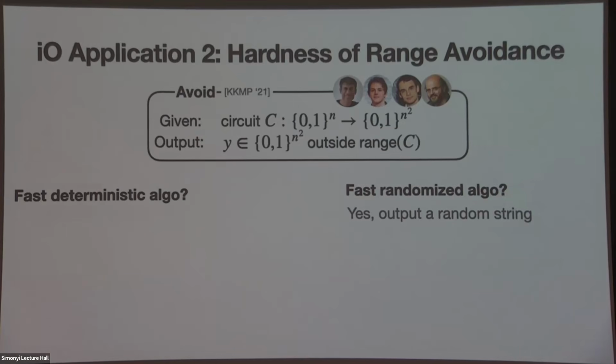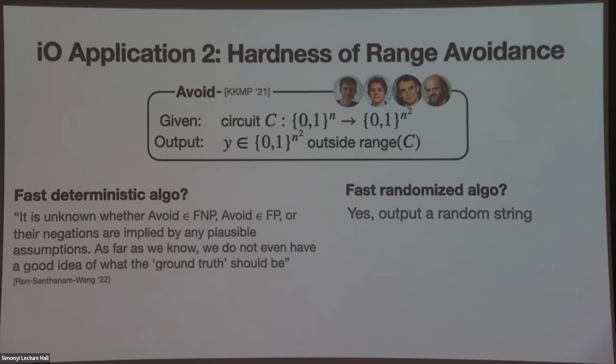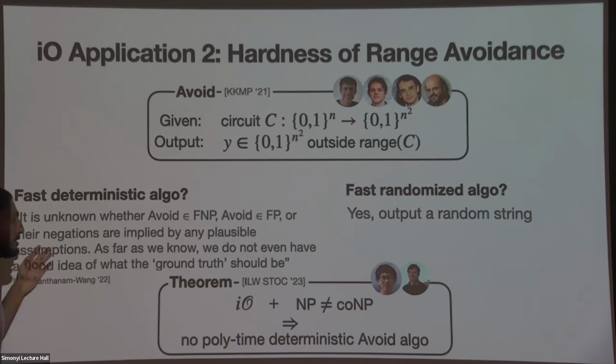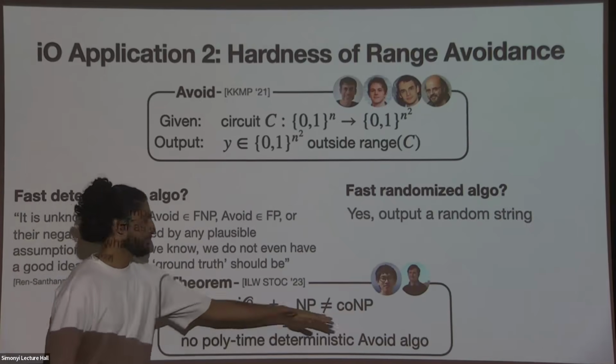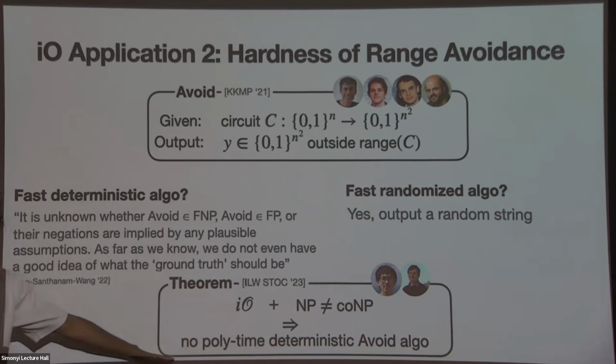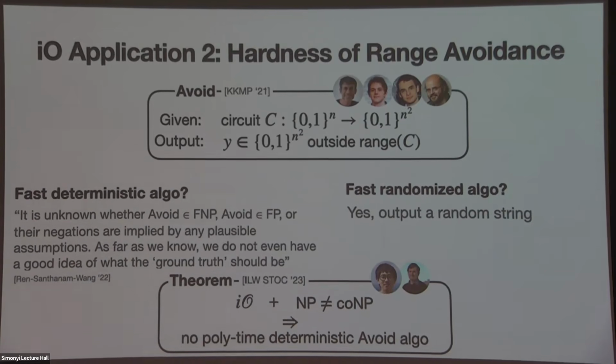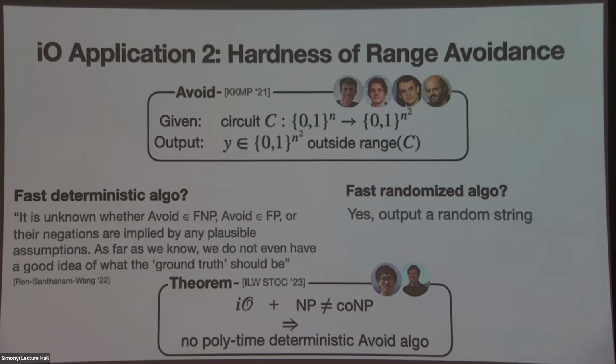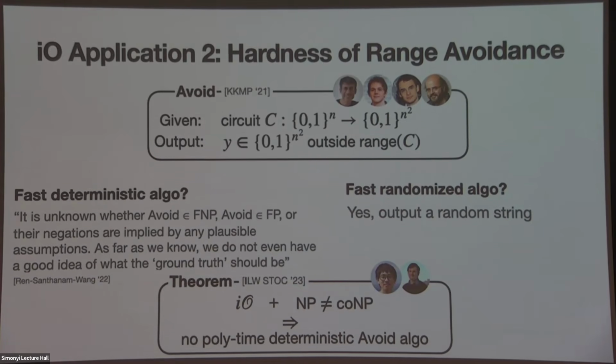But a question that people were interested in, for a bunch of different reasons which I won't tell you about, was, is there a fast deterministic algorithm for this problem? And here's a quote from a paper with Hanlin where it wasn't clear whether or not there was a deterministic algorithm, but it turns out you can use I/O plus complexity theory in order to show that there's no fast deterministic algorithm. I'm going to tell you about this proof because hopefully it'll also illustrate a little bit about how you use I/O. Okay, so here's the proof.